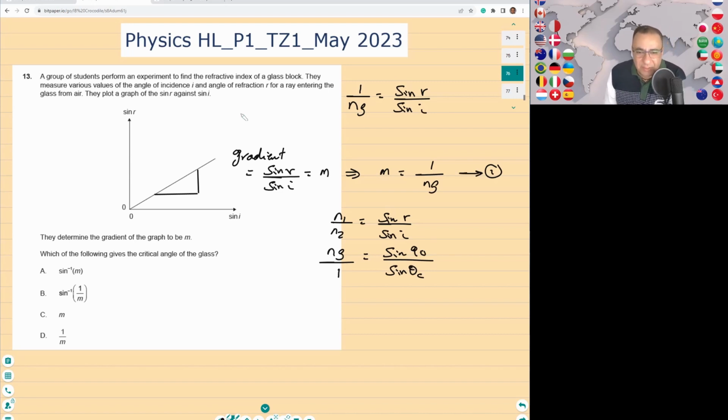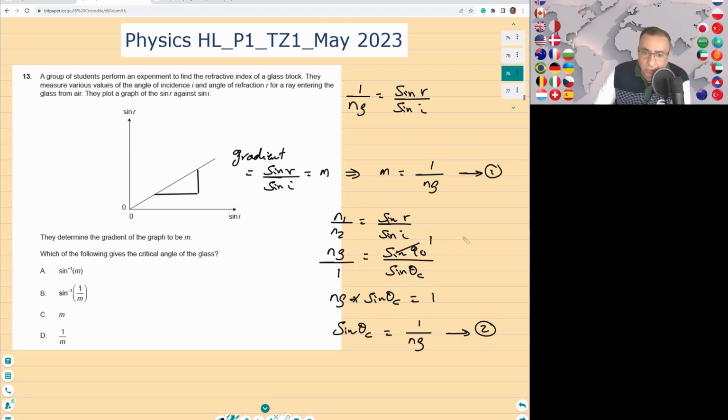Now let's do some simplifying here. So sine 90 is 1. So we can say 1 times 1 is n sub g times sine theta sub c equals 1. I just did cross multiplication here. So now we can separate: sine theta sub c is 1 over n sub g, and let's call this equation 2.